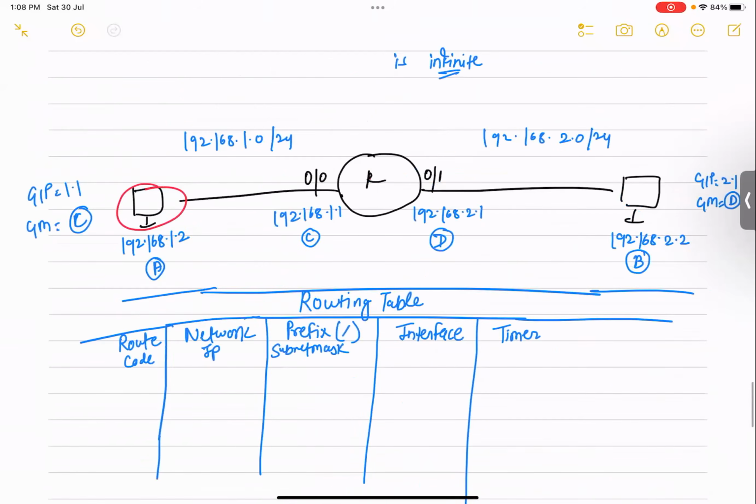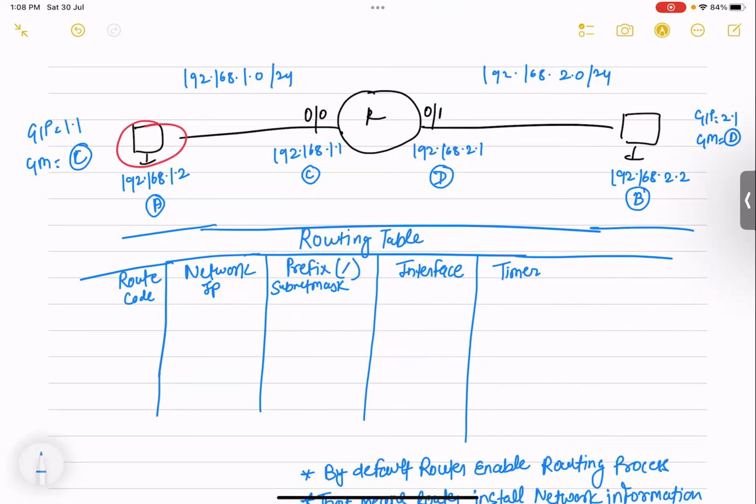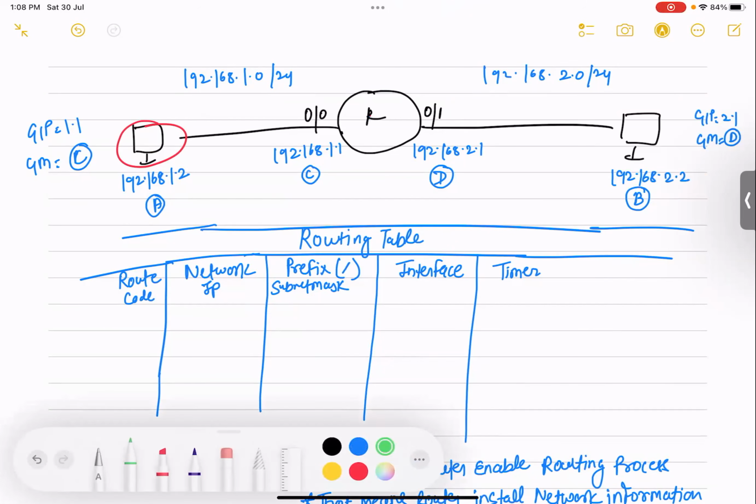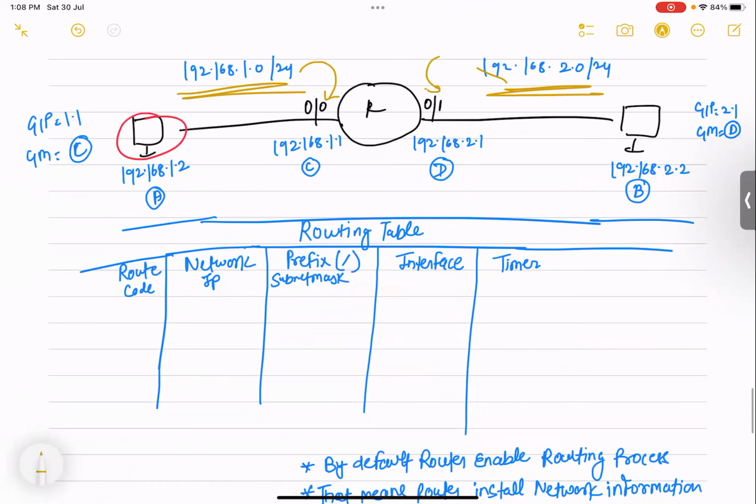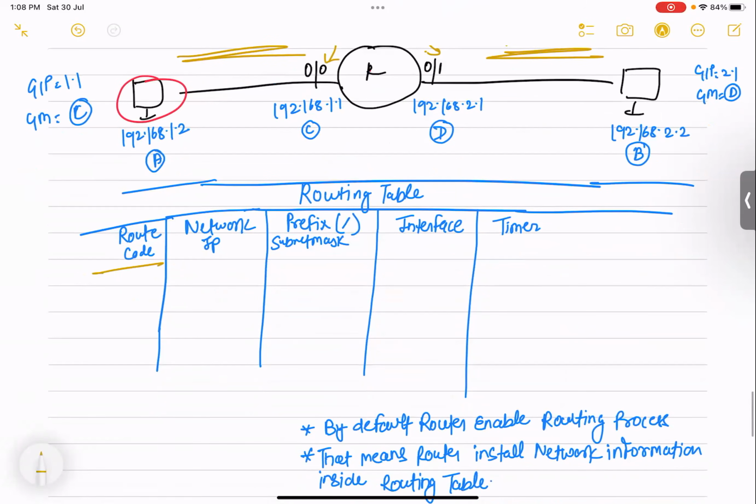Now, can you please verify in this case how many networks are directly connected? Two networks. The first is this one with this interface, and the second is this one, connected on this side. So for directly connected routes the router will show code C. Which one? C. Direct: 192.168.1.0, subnet mask /24, interface 0/0.